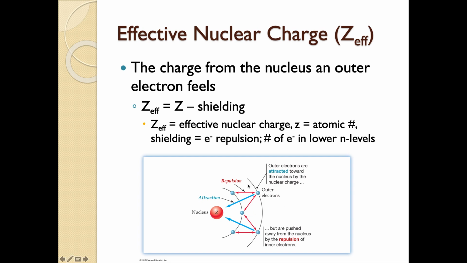Our outermost electrons are the electrons in the highest energy levels. These electrons aren't going to feel the full positive charge of the nucleus because there are electrons that are already closer, and those closer electrons cause repulsions to the outer electrons, which effectively cancels out some of the attraction from the nucleus. So our effective nuclear charge is how much pull these outer electrons feel from the nucleus with the repulsions factored in.